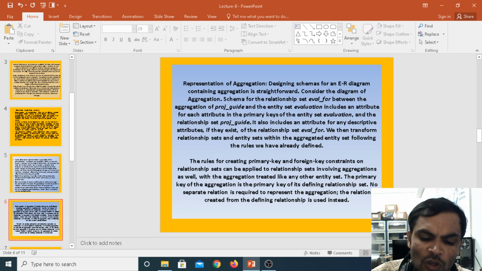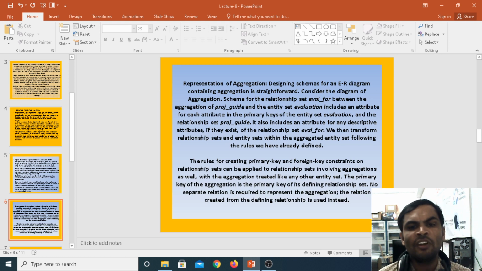Now if you want to represent aggregation, aggregation means grouping the data together. Means under the ER diagram, if you want to represent aggregation, it should be straightforward. Under the aggregation we have a relationship, evaluation, between the aggregation and the project ID. In the last class, when you were grouping the three entities, from the three entities we gave one common relationship. That common relationship we gave as evaluation form.